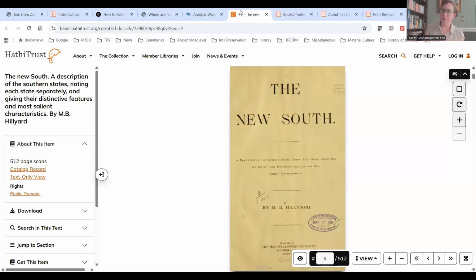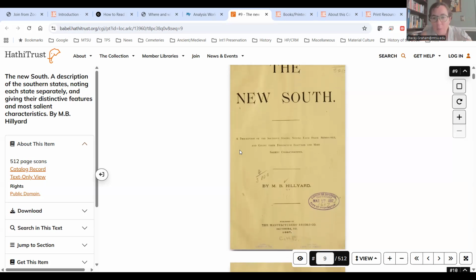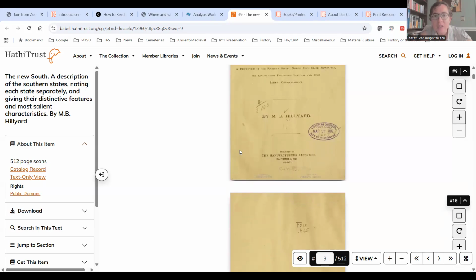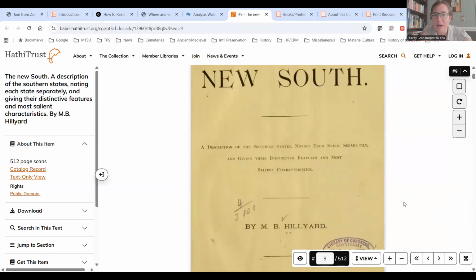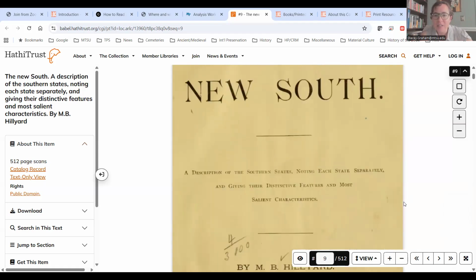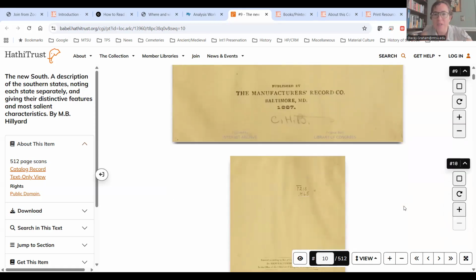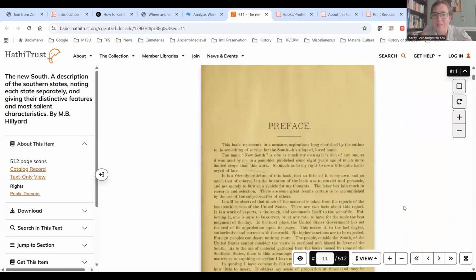Online, this is one of the books that you can find in one of our primary source sets on the New South, which of course is referring to the southern states after the Civil War in the late 19th century, when they're trying to reinvent themselves during the Second Industrial Revolution and focus on the economy. And so if we do that with this one, we can see the date, we can see from the subtitle what it's going to be about, looking at these states both all together and separately, their characteristics. It's 1887.